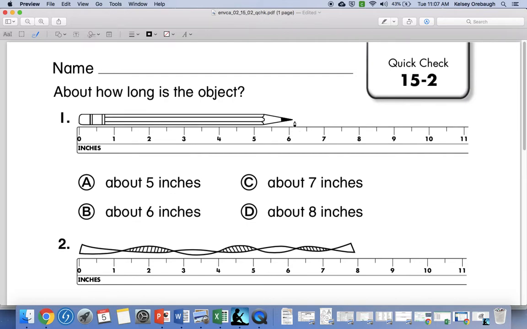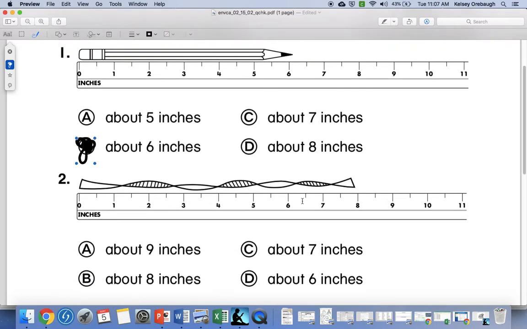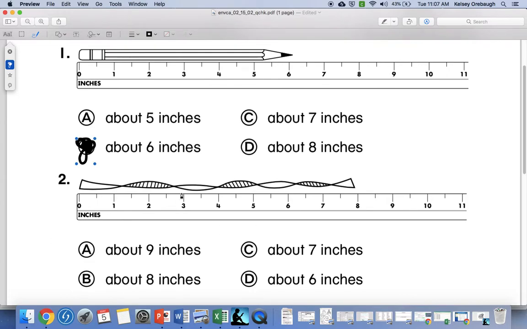So our pencil lead falls right here before the halfway mark. So I will say that the pencil is about 6 inches long, B. It is closer to 6 inches than it is to 7 inches, and I can see that by looking at the halfway mark. All right, number 2, we have, looks like a ribbon, all right?